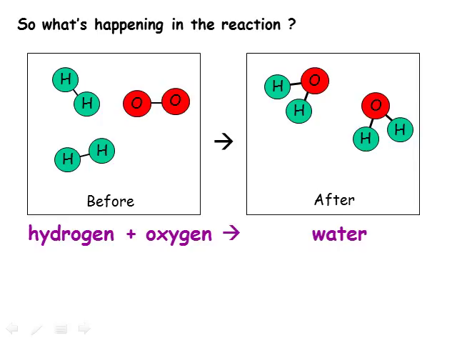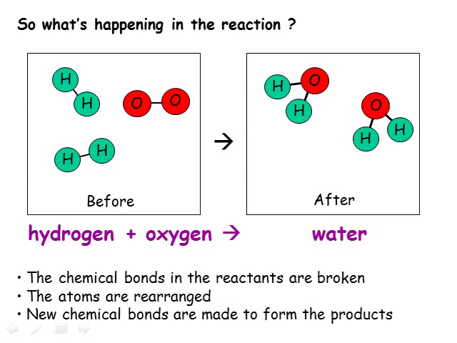To understand what's happening in a reaction, we need to understand that there are two distinct things happening. Firstly, the chemical bonds which hold the atoms in the reactants together are being broken, which takes energy. Then new bonds are being formed between different combinations of atoms to form the products. This process releases energy, which is what we were observing when the hydrogen balloon exploded.